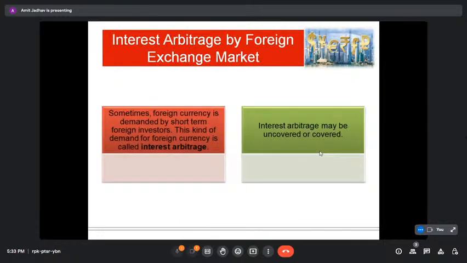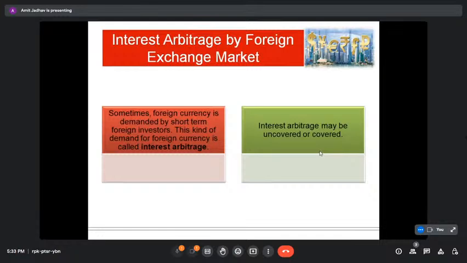Next, we have interest arbitrage in the foreign exchange market. Sometimes foreign currency is demanded by short-term foreign investors, and this kind of demand for foreign currency is called interest arbitrage. So interest arbitrage means foreign currencies are demanded only for the short term by foreign investors.